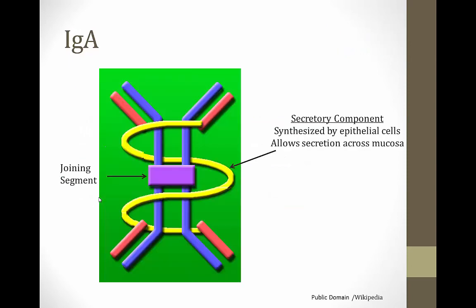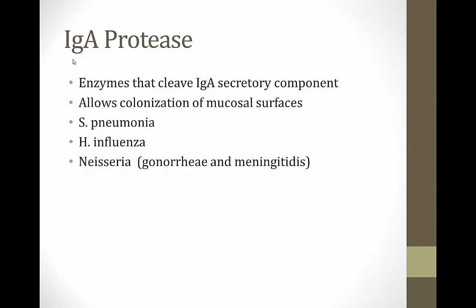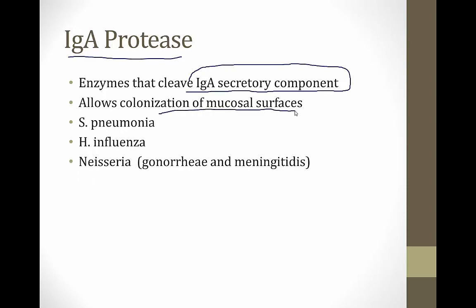This is another picture of an IgA molecule. It has a joining segment and then it has this long snake-like secretory component which is synthesized by epithelial cells, and it needs the secretory component attached to it in order to be secreted across the mucosa. There are some bacteria that have a virulence factor called IgA protease. This is an enzyme that cleaves IgA secretory component and makes the antibody less effective. It allows the bacteria to colonize mucosal surfaces, and this is an important virulence factor for strep pneumonia and H. influenza and also both types of Neisseria.